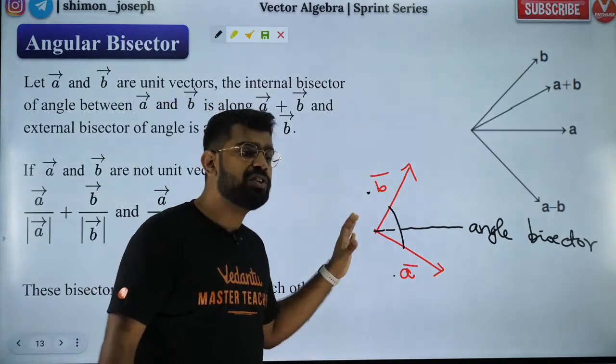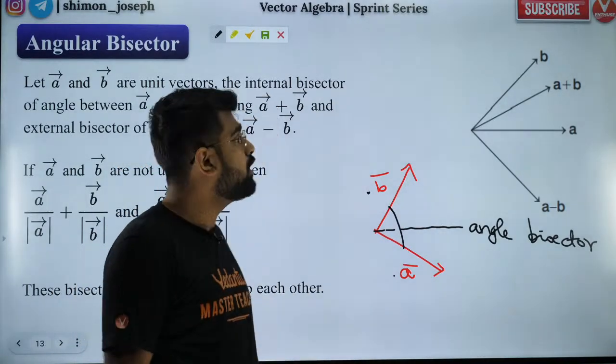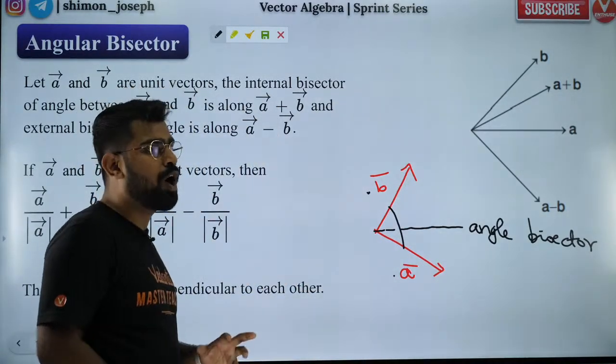So the line which bisects the angle is called the angle bisector. Everybody clear? So now coming to the mistake which people make.